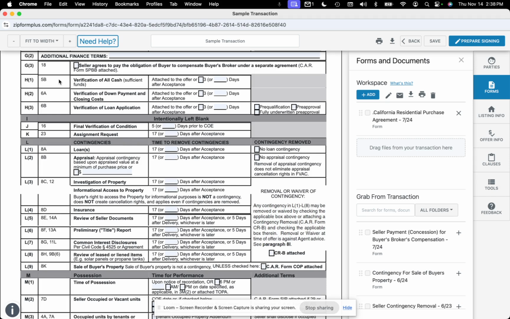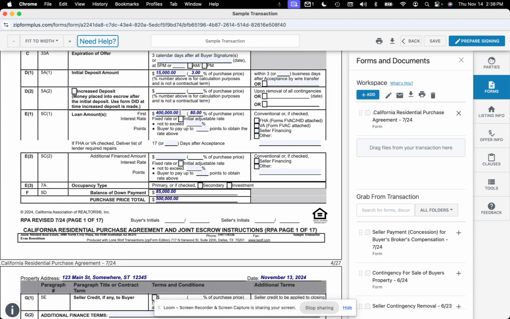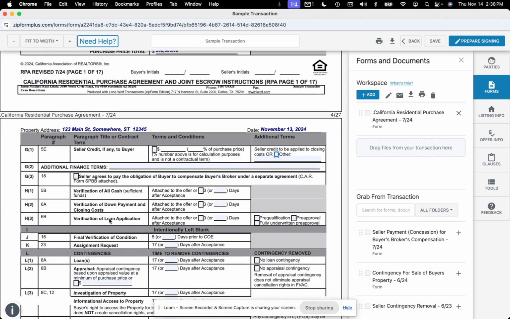If you are making an offer with a loan, you would use 6A and 6B, which is the verification of down payment and closing costs and the verification of a loan application. So you would get a loan application approval, right? It's called a pre-approval. We've talked about that. And that letter would say that you are eligible to get the loan for $400,000. Well, they need to see that letter saying that you now have a loan approval for $400,000. So you need to send that in and attach it to this offer in the email that you're sending.